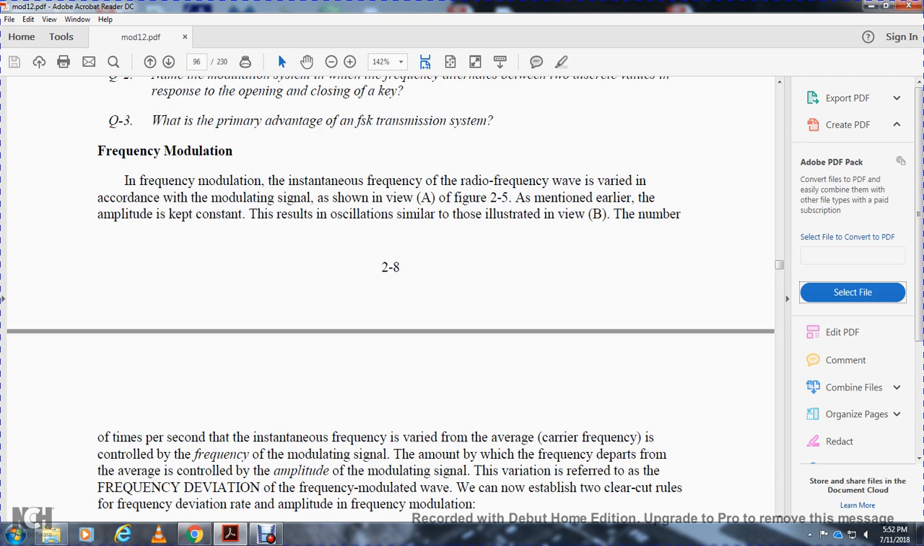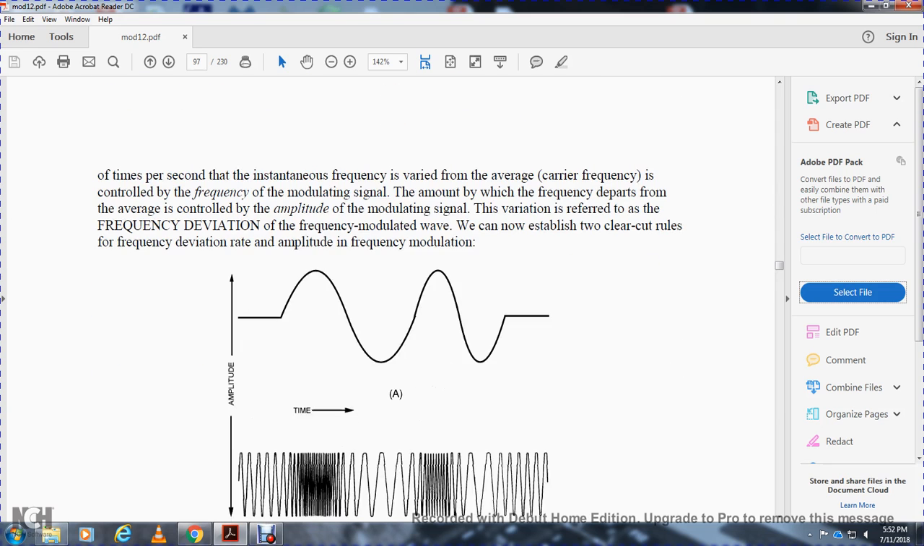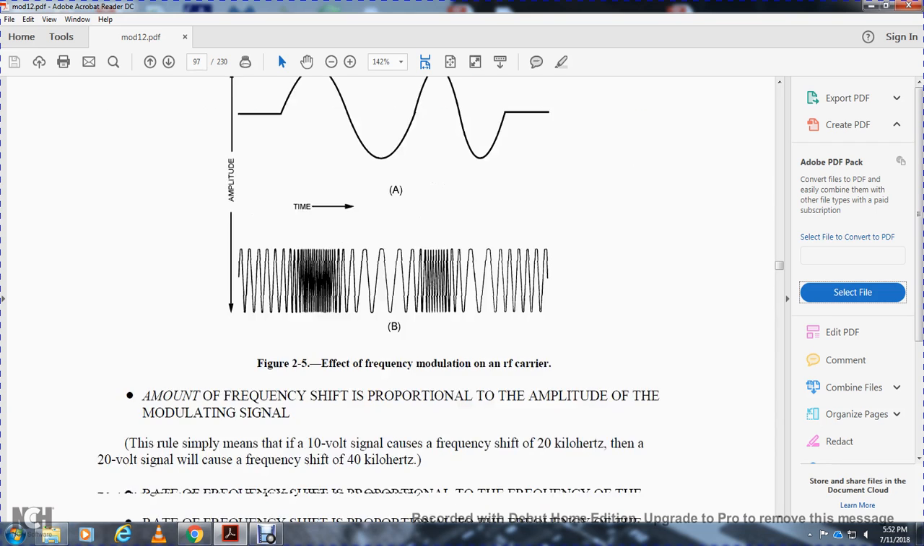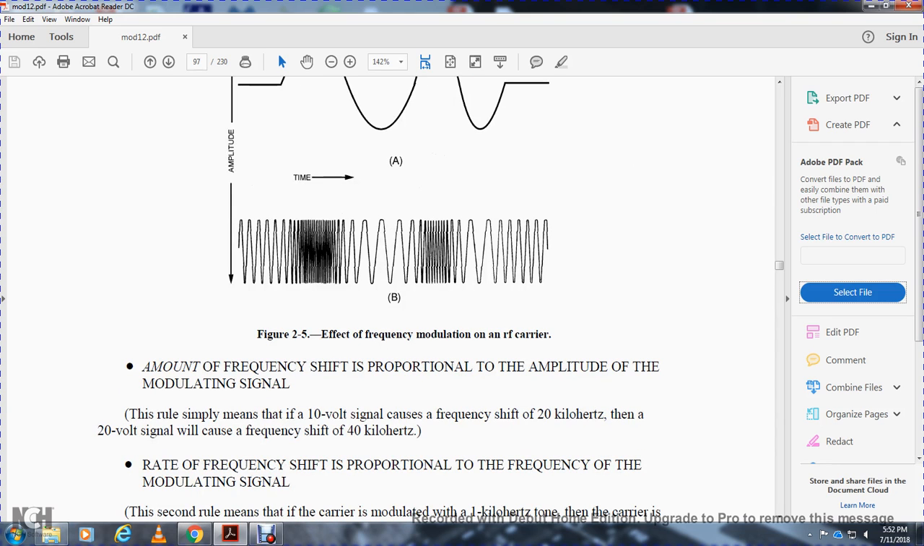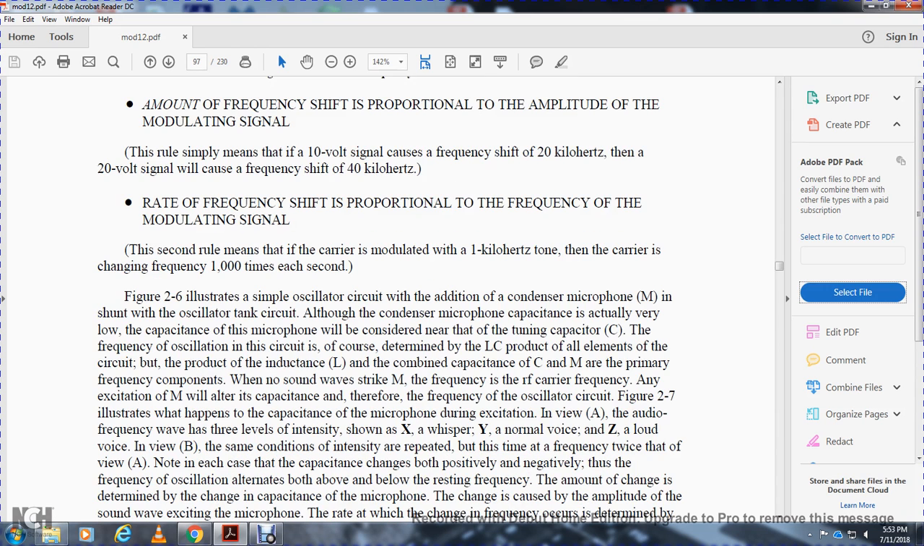You can now establish two clear rules for the frequency deviation rate and amplitude of frequency modulation. The amount of the frequency shift is proportional to the amplitude of the modulating signal. This rule simply means that if a 10-volt signal causes a frequency shift of 10 kilohertz, then a 20-volt signal will cause a frequency shift of 40 kilohertz. The rate of the frequency shift is proportional to the frequency of the modulation signal. The second rule means that if the carrier is modulated with a 1 kilohertz tone, the carrier is changing frequency 1,000 times per second.